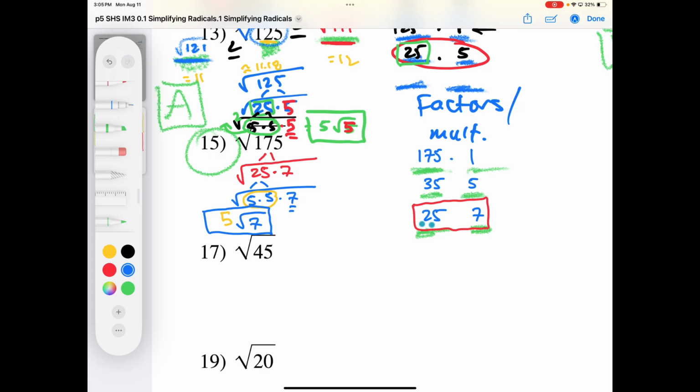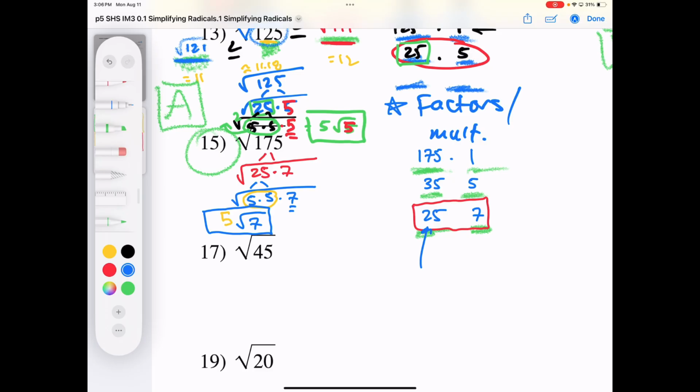Raise your hand if you got 5 radical 7. Okay. Let's do the other one. So again, strategy, write out the factors. Listen for the perfect square. Yes, Mr. D.